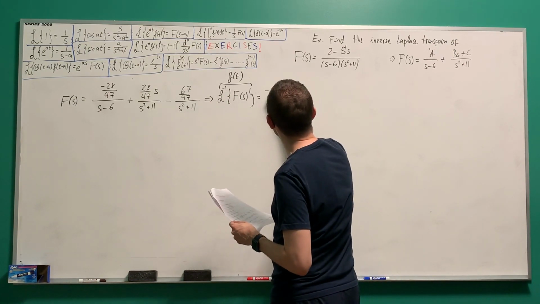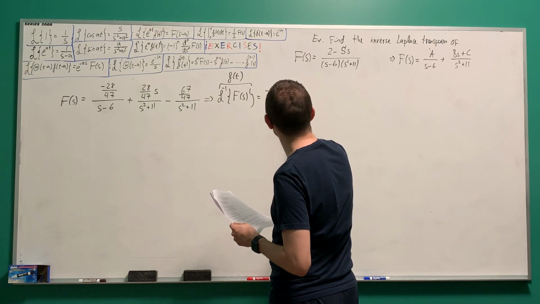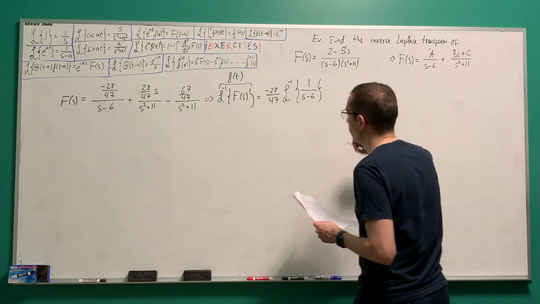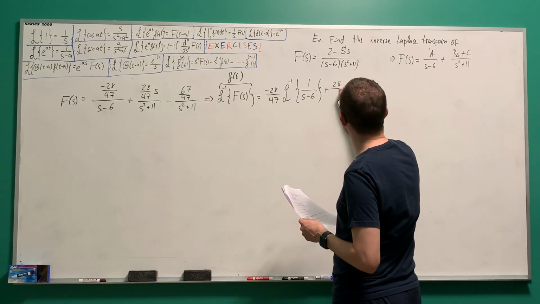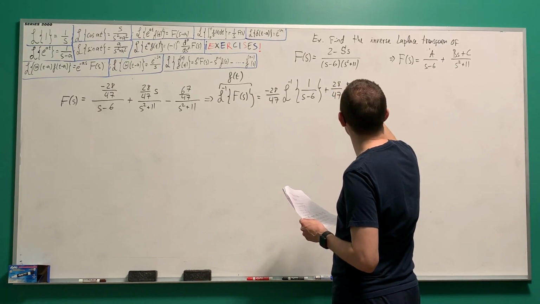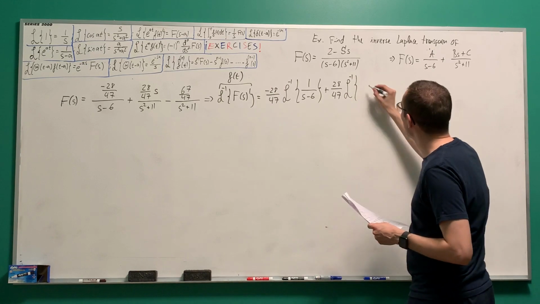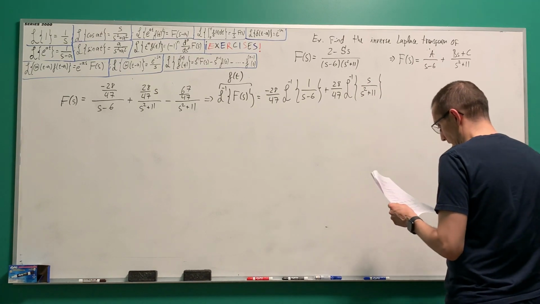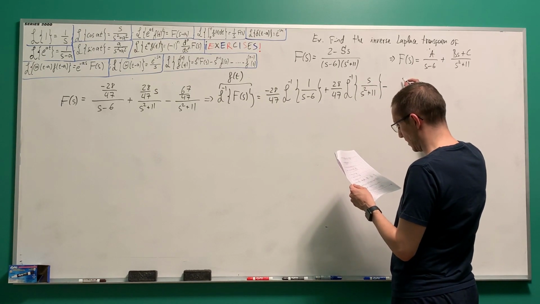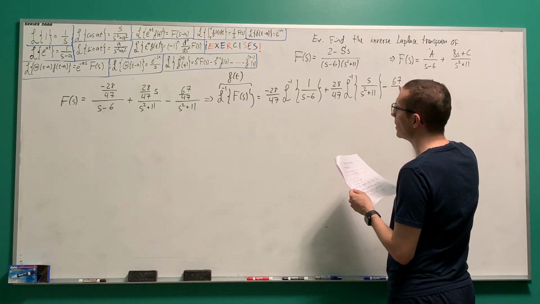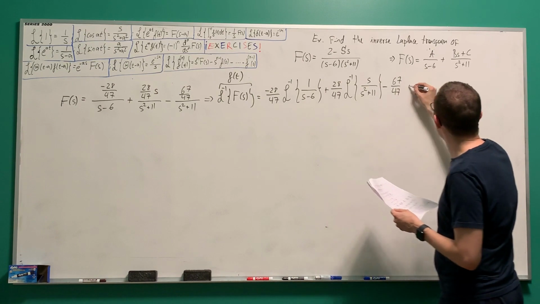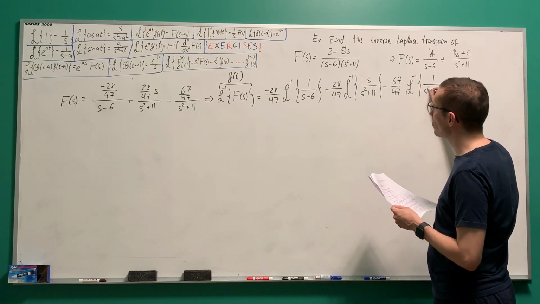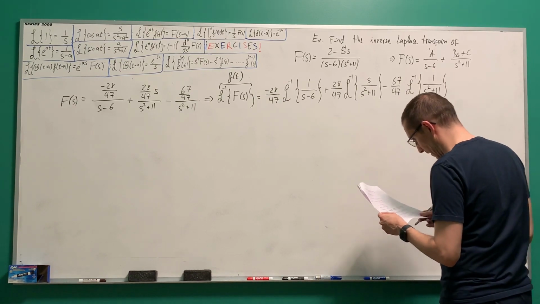So this thing is going to be minus 28 divided by 47 inverse Laplace of 1 over s minus 6. That's easy. Okay, next, plus 28 divided by 47 inverse Laplace of s divided by s squared plus 11. There we go. Now, finally, minus 67 divided by 47 inverse Laplace of 1 over s squared plus 11. All right.